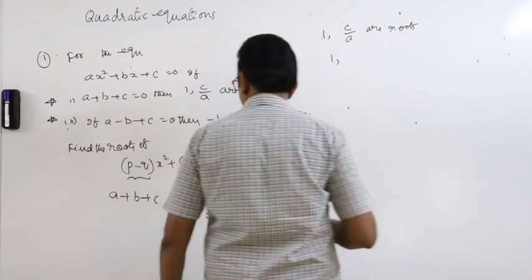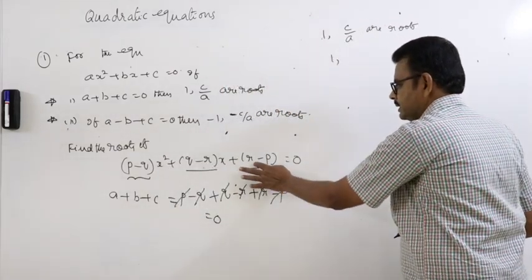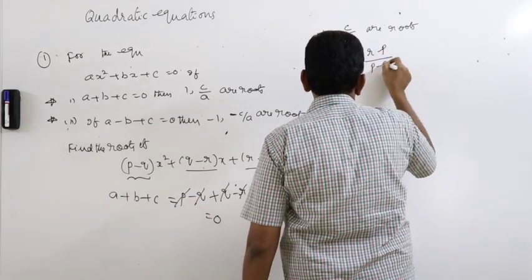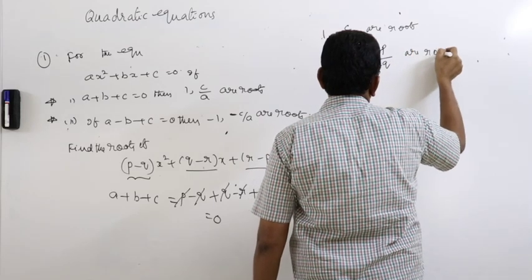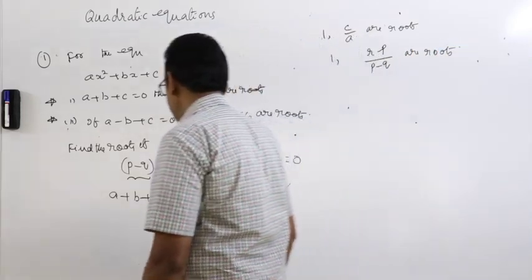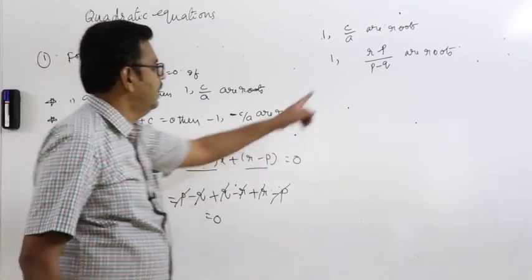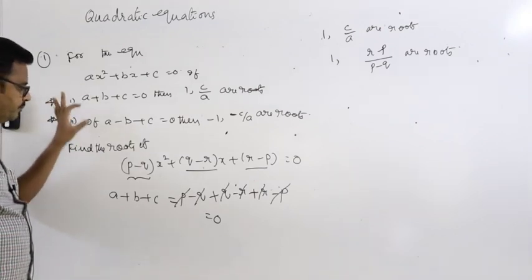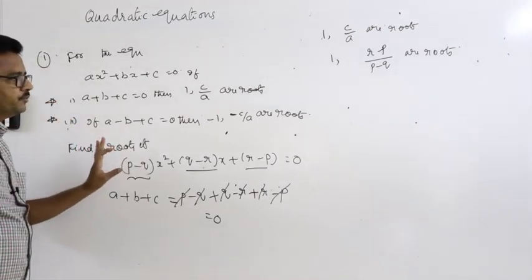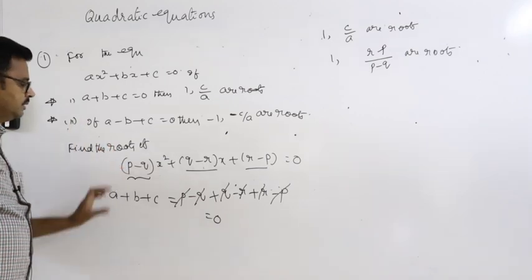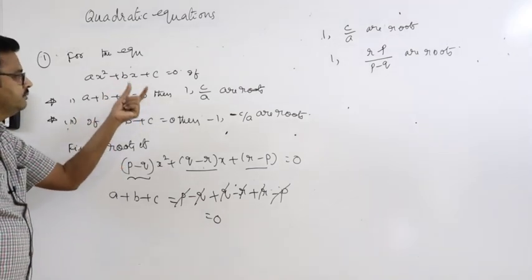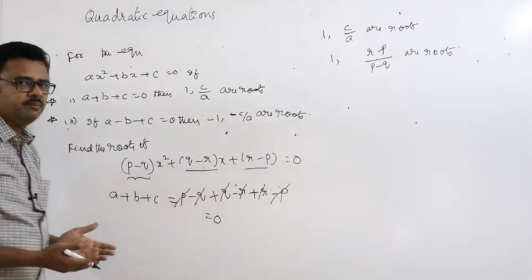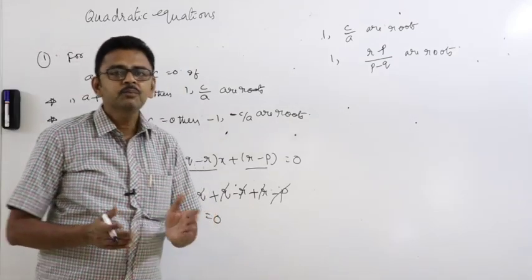That is 1 comma c by a, where this is c and this is a, so r minus p by p minus q. So the roots of this equation are 1 comma r minus p by p minus q. If you know the point, the problems are like this and you feel it is very easy. Even if you do not know this formula, you are able to solve the problem, but it takes some time. So for competitive examinations, time is most important.